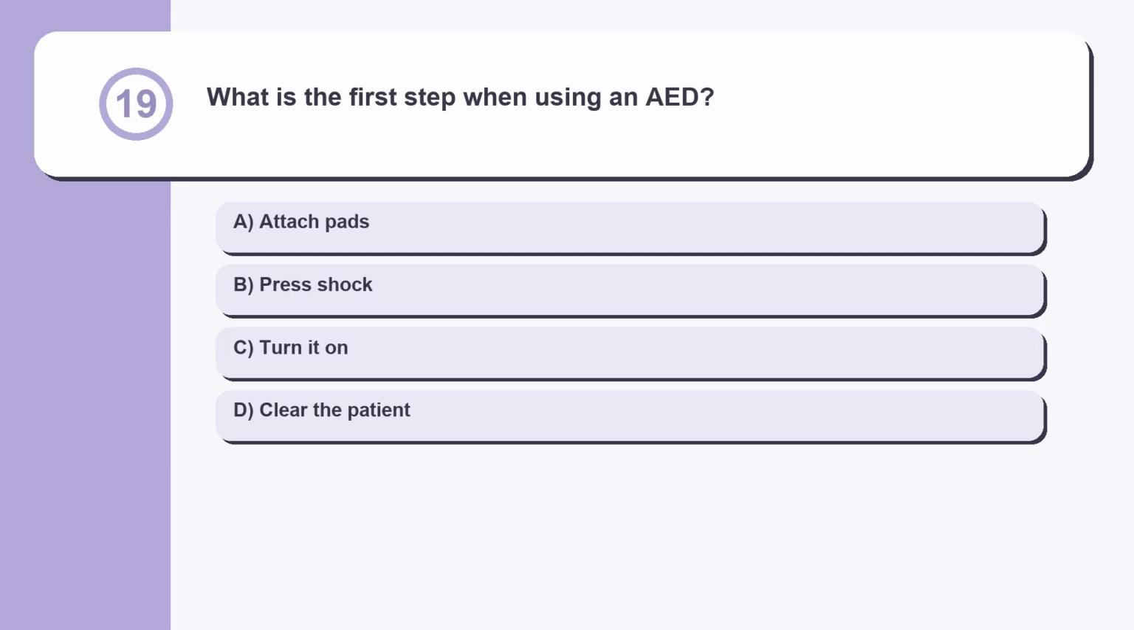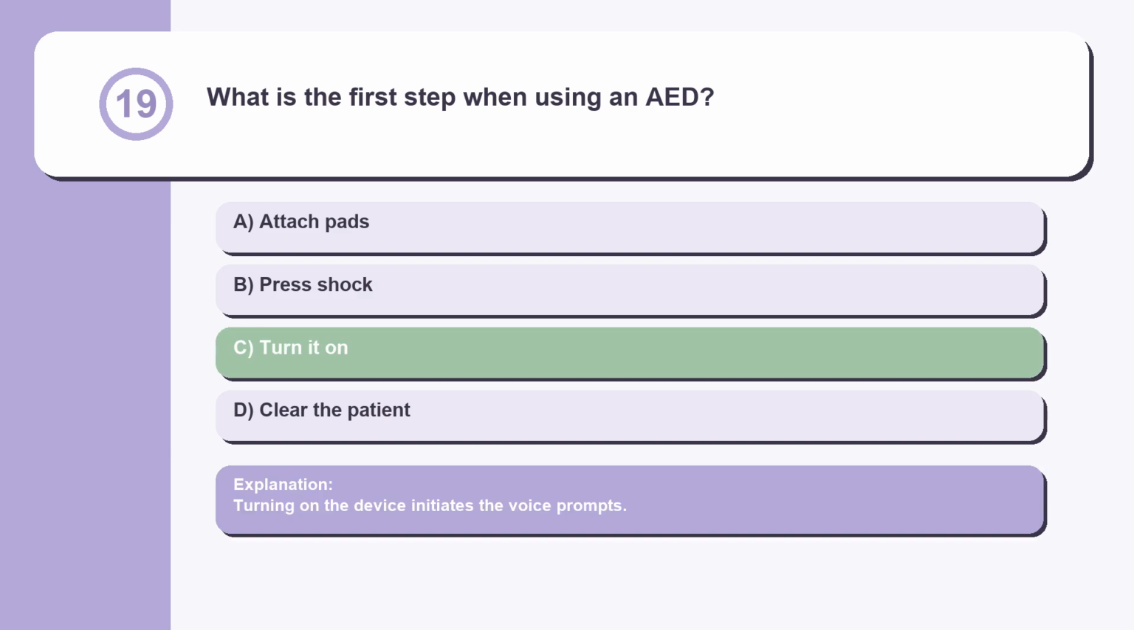Question 19. What is the first step when using an AED? Attach pads, press shock, turn it on, clear the patient. Turning on the device initiates the voice prompts.